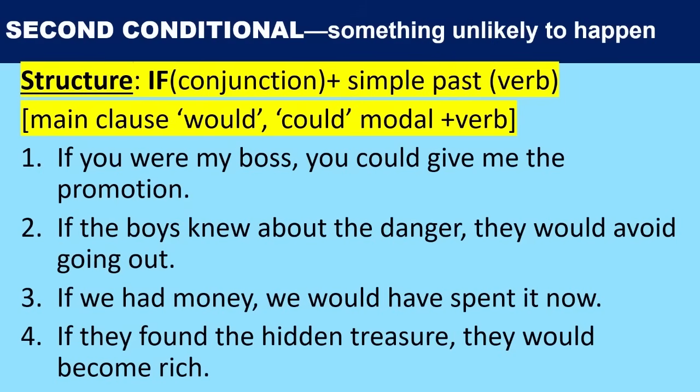The second conditional is different from the first conditional because there the possibility is there. Here the possibility is not there. It is unlikely to happen. You are giving a conditional clause which is not true and which might never happen. That is what the second conditional is.